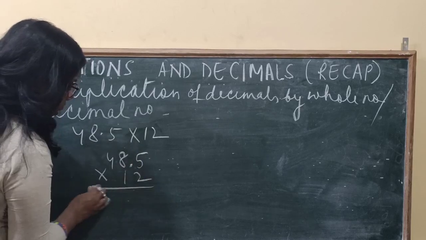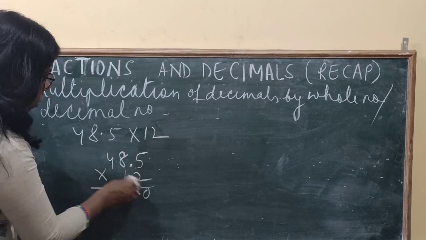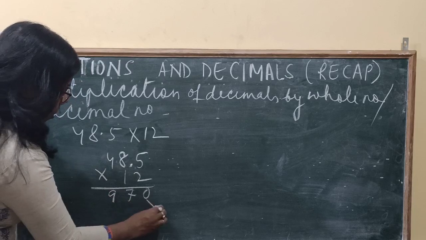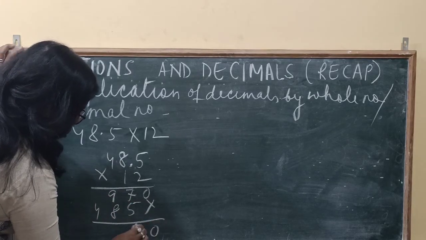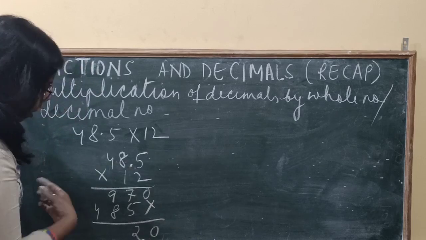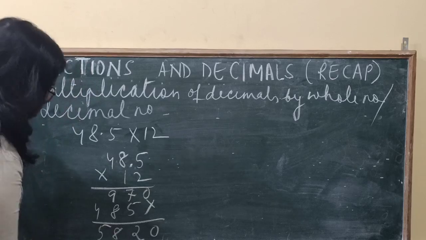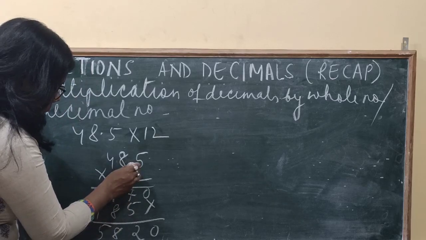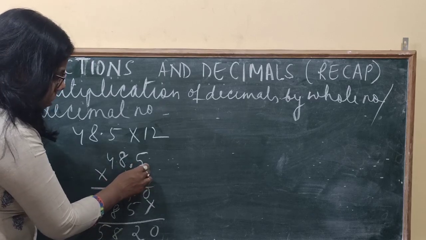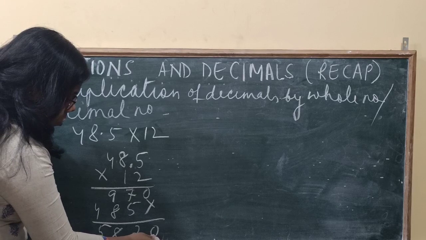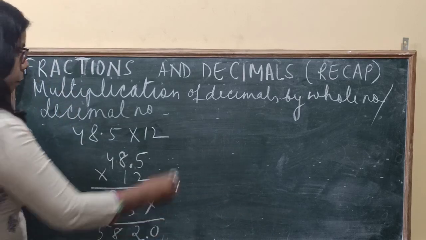48.5 multiplied by 12. 2 5s are 10, carry 1. 2 8s are 16, plus 1, 17, carry 1. 2 4s are 8, plus 1, 9. 1 5 is 5, 1 8 is 8, 1 4 is 4. 0, 2, carry 1, 8 plus 9, 17, plus 1, 18, carry 1. So this becomes, now see, we have after the decimal only one number. So here also from the right hand side we'll put the decimal like this.